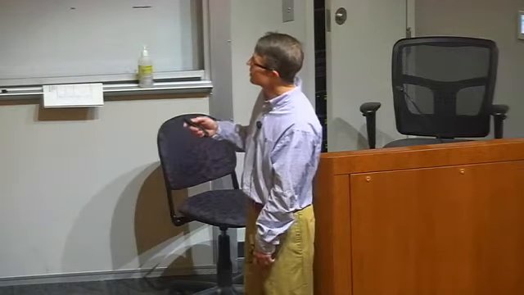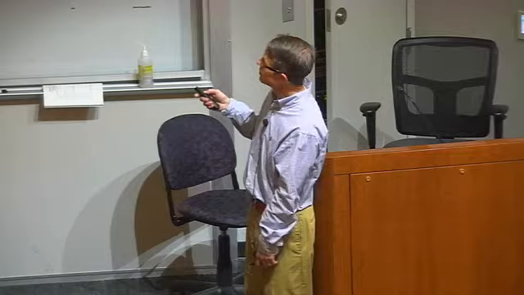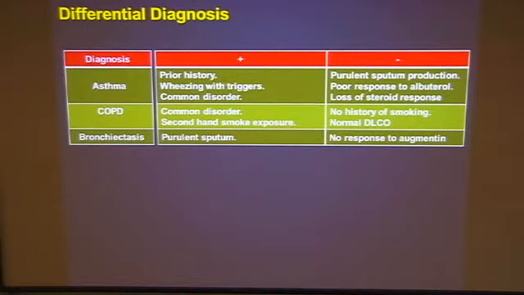Good. So I just kind of filled in a table here. He's got this prior history. He's wheezing with triggers. It's a common disorder. But really, purulent sputum production is not part of asthma. Poor response to albuterol and steroids. COPD is also common. He does have some secondhand exposure, but is that really enough to drive this? Probably not. As Dr. Horowitz was talking about, usually these patients have 20-pack year histories. He has a normal DLCO, so emphysema is unlikely.